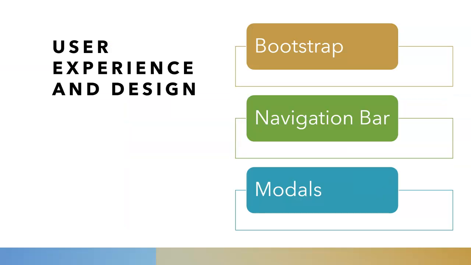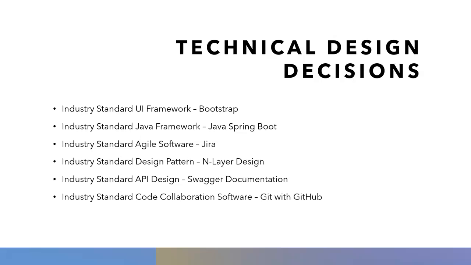For our user experience and design, we use full-on Bootstrap. This includes Bootstrap for a navigation bar and Bootstrap modals. For our technical design decisions, we wanted to use industry standard for all of our things. So for our UI, we're using industry standard Bootstrap. For our framework, we're using Java Spring Boot. For our agile software, we use Jira by Atlassian.